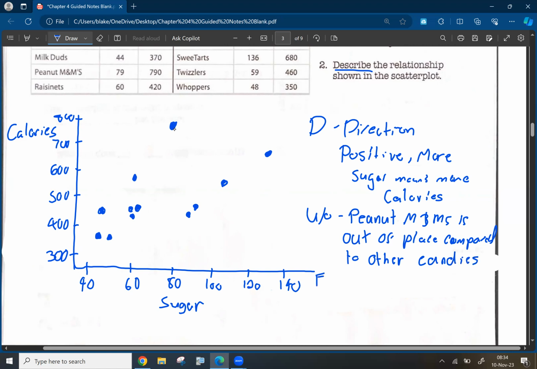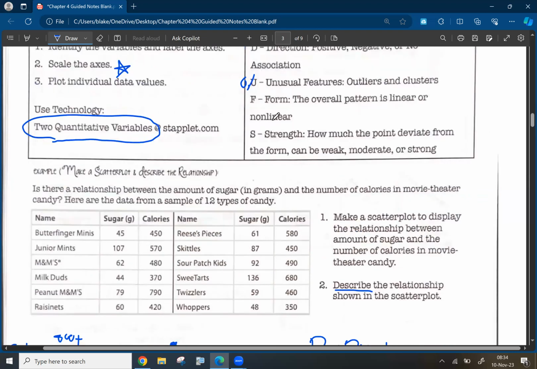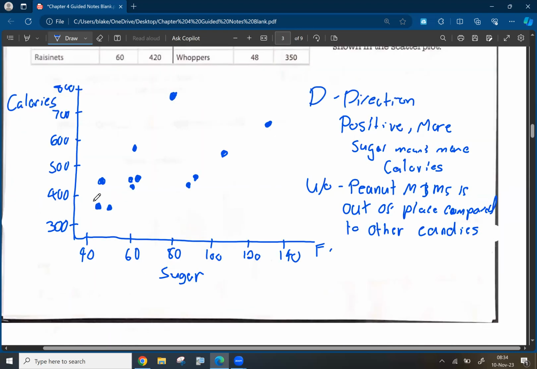All right, now F is for form. Remember, form is whether it's linear or non-linear. So if I drew a line of best fit here, would I curve my line of best fit? Do I have a curved pattern here, or do I have a straight pattern? And for this one, I would say it's mostly straight. So I would say for form that this is linear, because the data is mostly in a straight line.